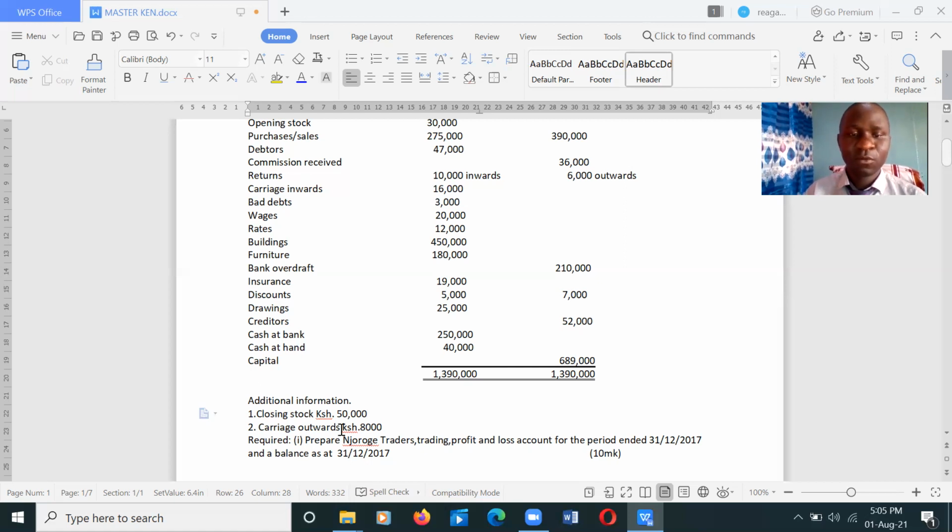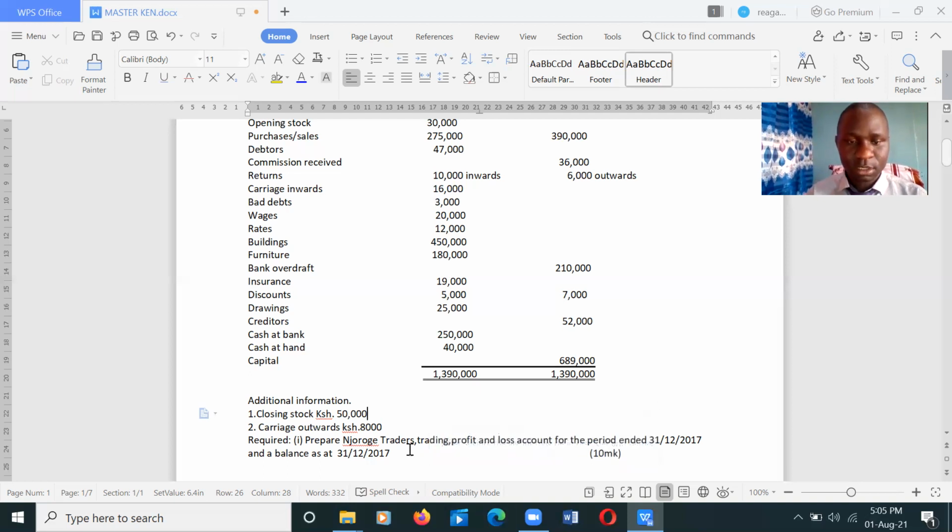Two things before I move to the working. It's important to know that this closing stock will be used twice. It will be used in preparing the trading profit and loss account, and it will also be used when we come to the balance sheet, whereby it will be assumed that it is a current asset. It's important to know that closing stock will be used twice: when preparing the trading profit and loss account, and in a balance sheet to determine the status of the business, but as a current asset.